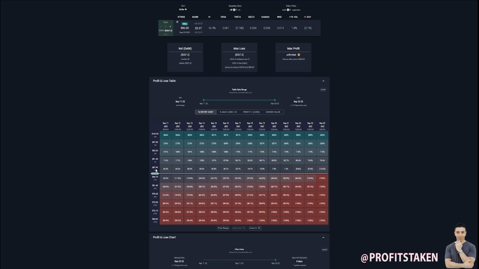Here's a great example. If the price goes to $87.90 on September 12th, today is September 11th, so that's tomorrow, if it goes up to $87.90, then you'll be up about 43.4%. But if it stays there, you start losing money. You start losing money all the way to the point where on the 23rd, that's expiration date, it's actually 14% down. So what happens here? What is this? That's theta. That's time decay.